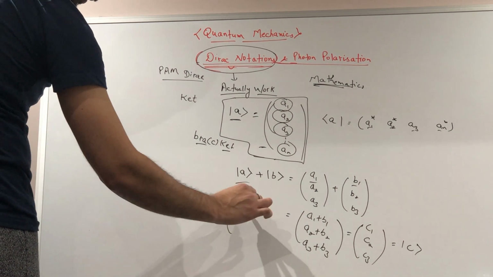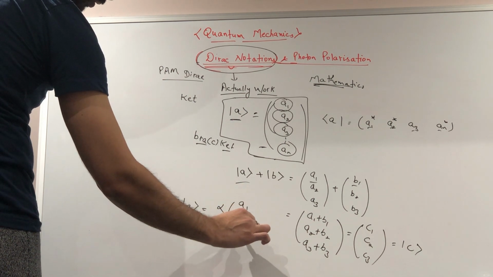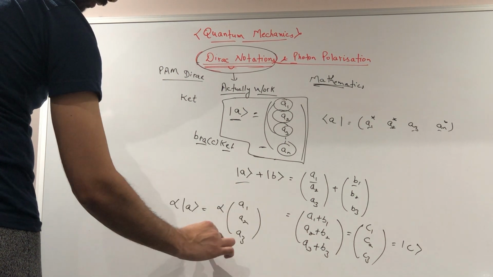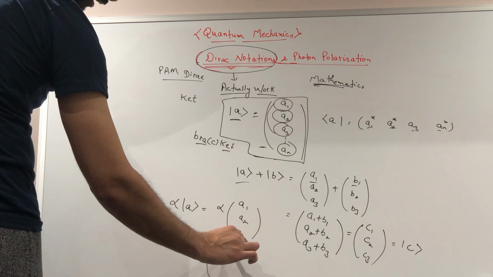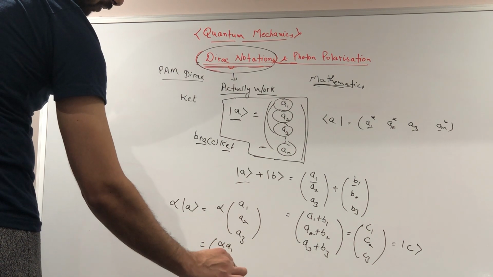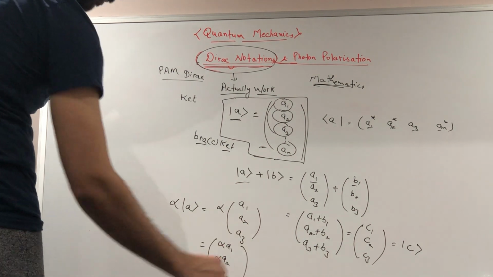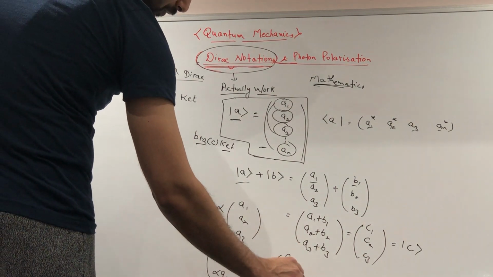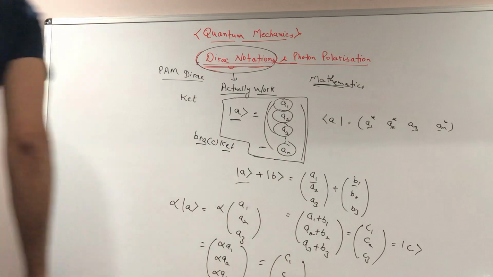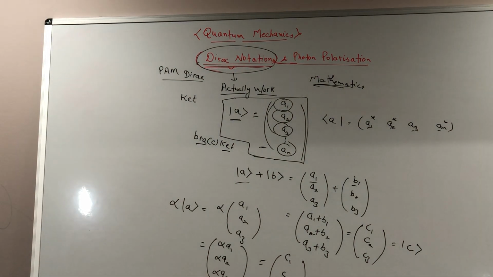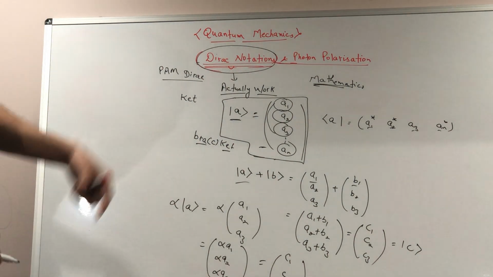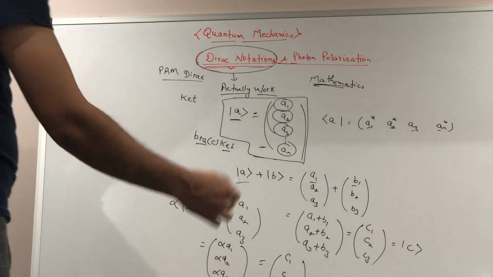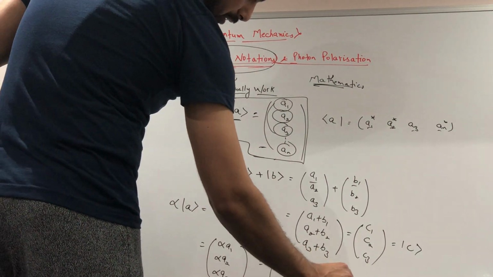When I multiply this with some constant, where alpha is any constant, how do we multiply alpha with A1, A2, A3? It comes out as alpha A1, alpha A2, alpha A3. So this is again another ket. Multiplying this with the constant gives another ket, so alpha A is another ket.